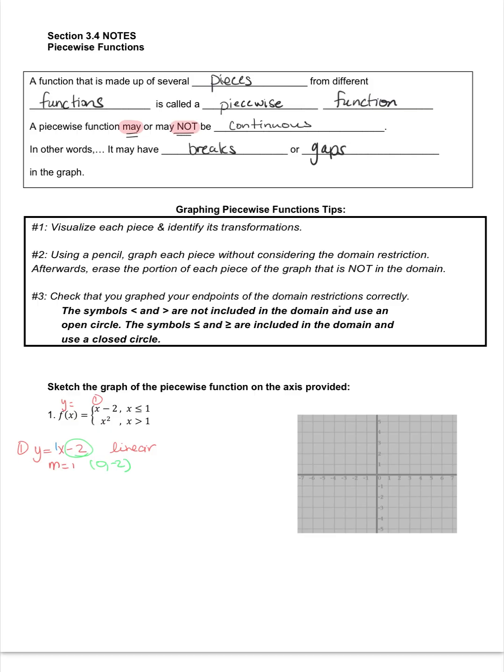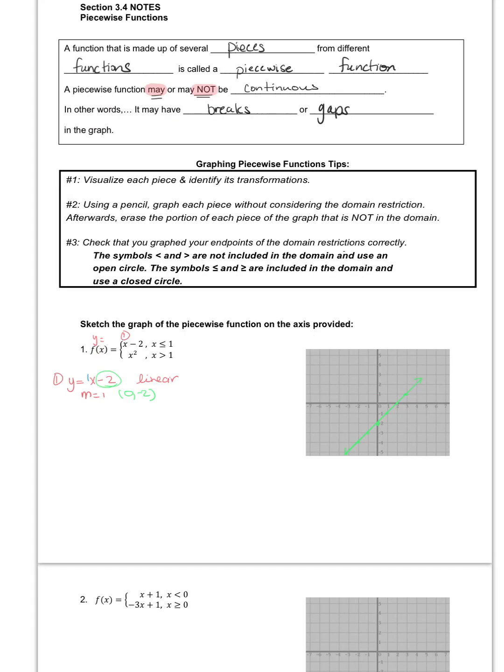So it tells us that we need to graph it. So let's just graph it. Don't worry about what x can or cannot be for right now. So I'm going to go to my graph, graph it, and start back up. Okay, so I've graphed my line here. Now what I want to look at is the second part. Use a pencil, graph each piece without considering the domain. Afterwards, erase the portion of each piece of the graph that is not in the domain.